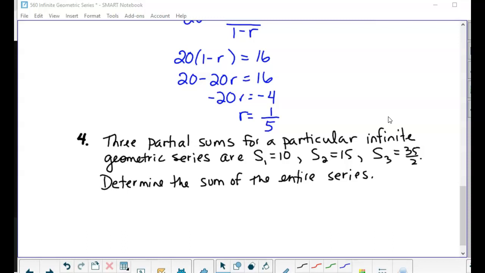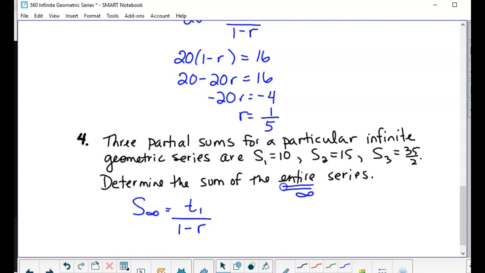You're given three partial sums. So that just means you're given three particular sums, obviously not for infinite because they actually have term values or numbers of terms. So we want to find the sum of the entire series, and it's an infinite geometric series. The entire means infinity. So we want to find S infinity, T1 over 1 minus r. So we need to know the first term and the common ratio of this series.